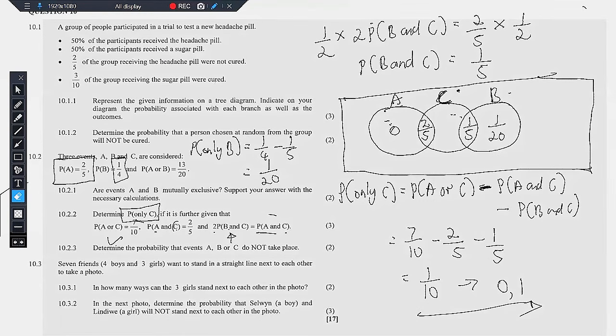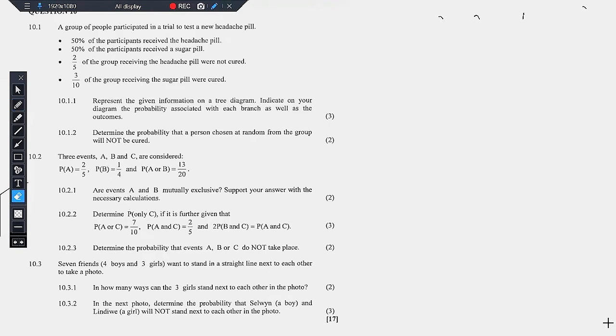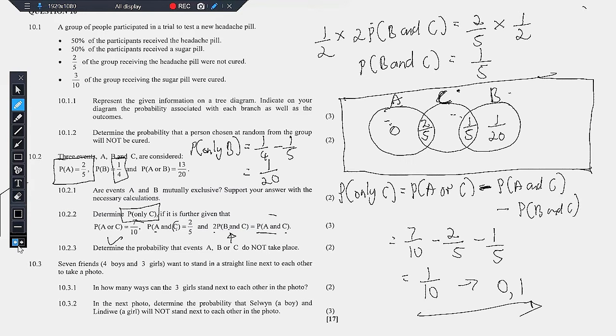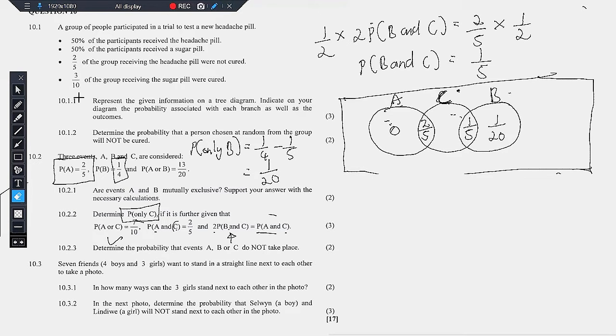Okay, now let's proceed to 10.2.3. It says determine the probability that events A, B, or C do not take place. So all the events do not take place. Okay, so if we have to bring this one back here, just realize we need the diagram also to calculate here. So the probability of no event occurring, probability of no event.